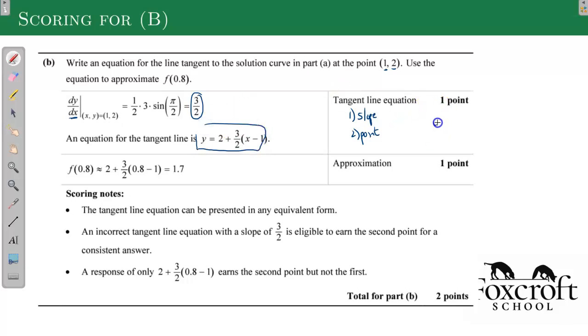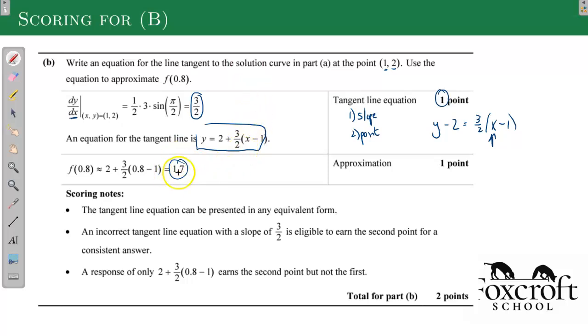All right, using point slope form, y minus y1 equals a slope times x minus x1. And of course, I just added the 2 to the other side. All right, so that's the equation of my tangent line. That's 1 point. Pretty straightforward if you know how to find the equation of a line, just a slope and a point. And then I want to use this line to approximate 0.8. So I'm just going to put 0.8 in for x, and whatever my calculator gives me is my answer.